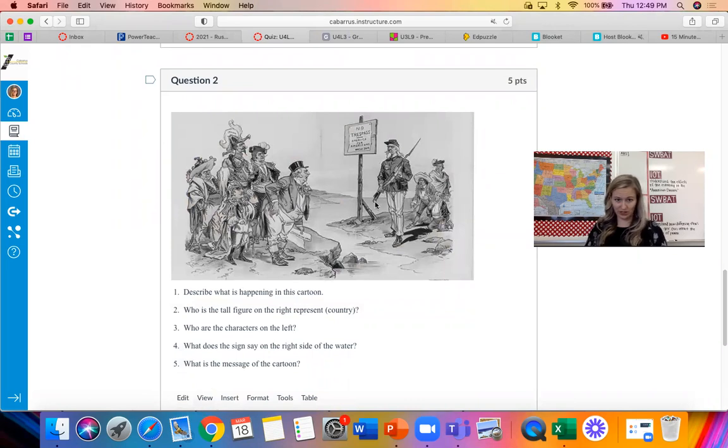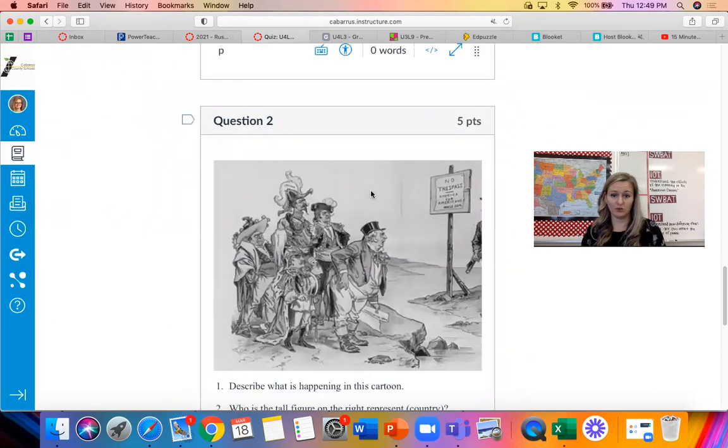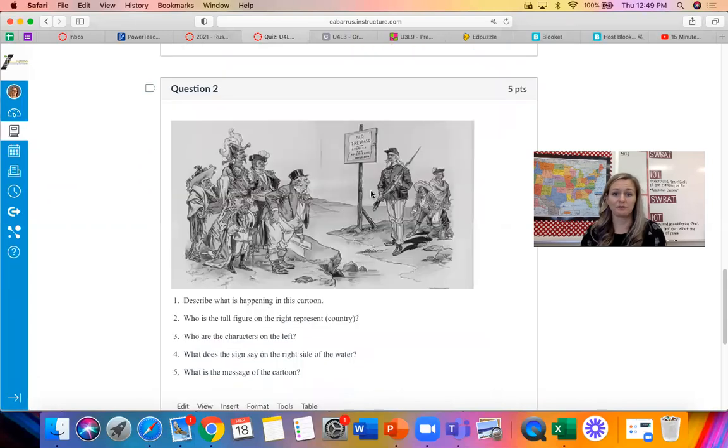Keep in mind that if you're looking at this and you're like, I can't really tell what that is, you can always zoom in by hitting the Control and plus button, and you can zoom right in on the picture if you need to do that.